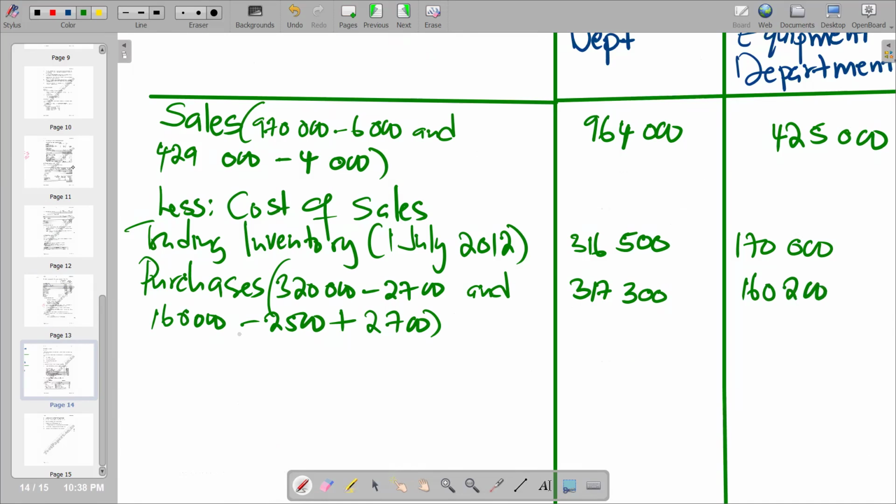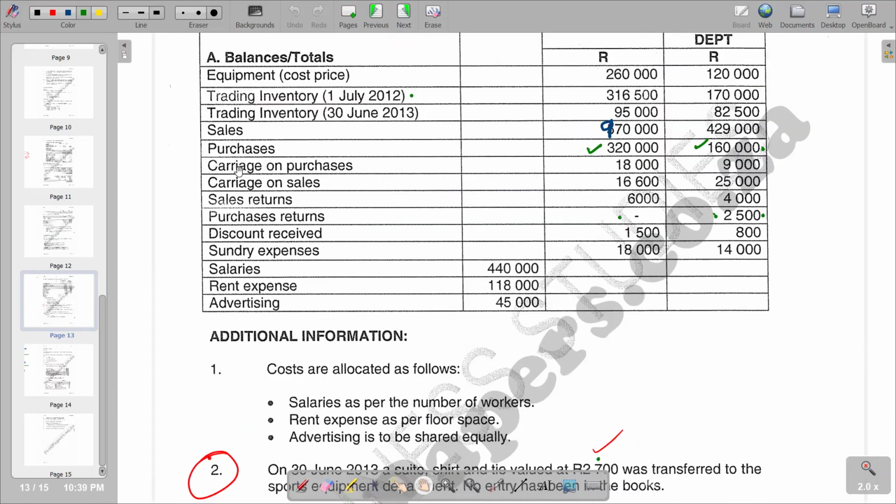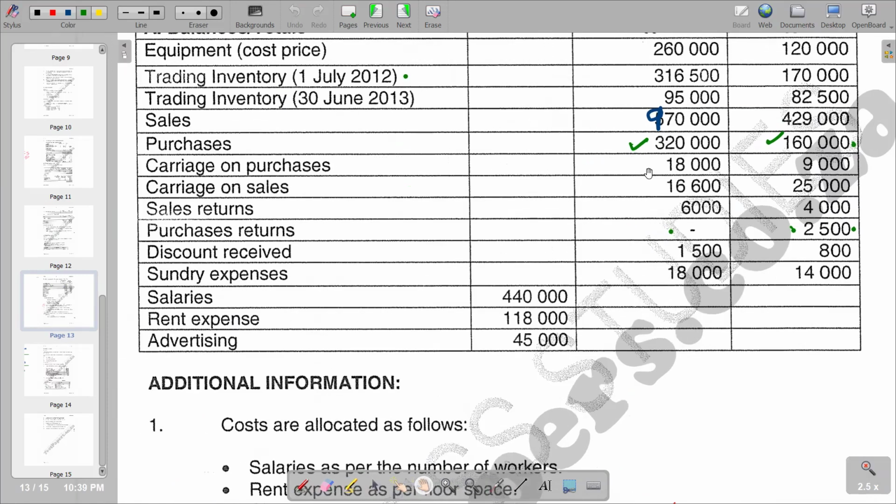So remember, according to our formula, after we've added purchases, we check if we've got carriage on purchases. We go and see that we've got carriage on purchases. We have it here. We've got 18,000 for the menswear department, and then we've got 9,000 for the sports equipment department. So that's what we have.